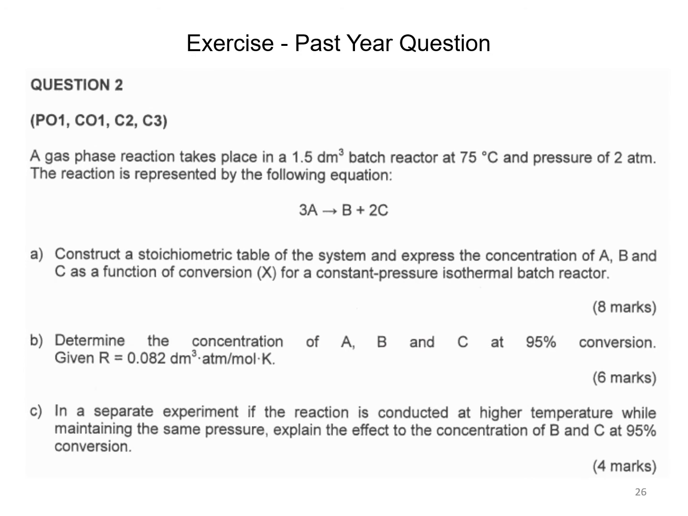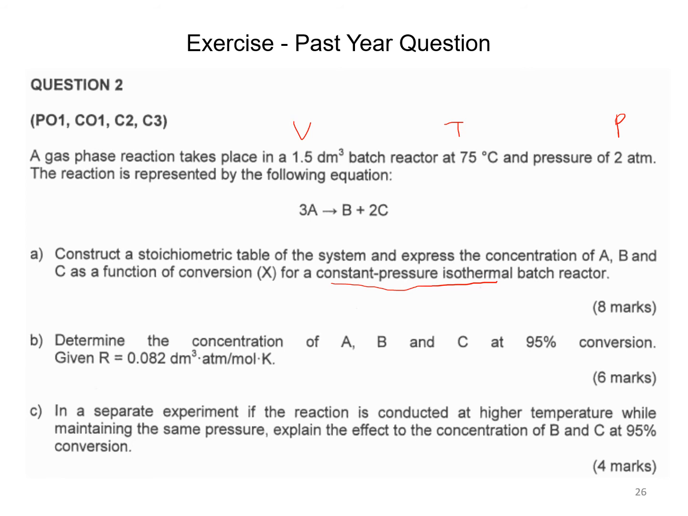For example, we have a gas phase reaction taking place in a 1.5 decimeter cube volume, at a temperature of 75 degrees and a pressure of 2 atm. The reaction is 3A equals B plus 2C. From here we have to construct a stoichiometric table of the system and express the concentrations of A, B and C as a function of conversion X for a constant pressure isothermal batch reactor.